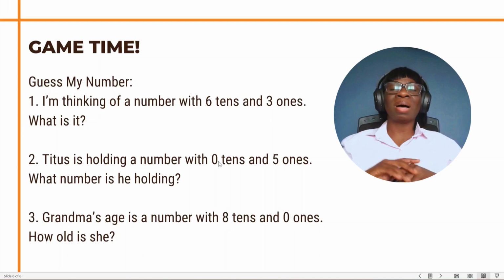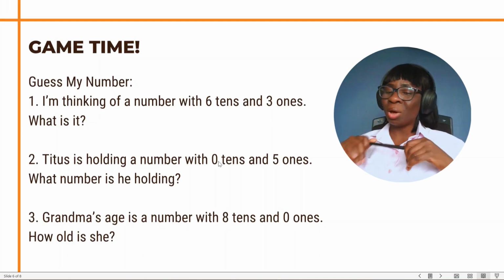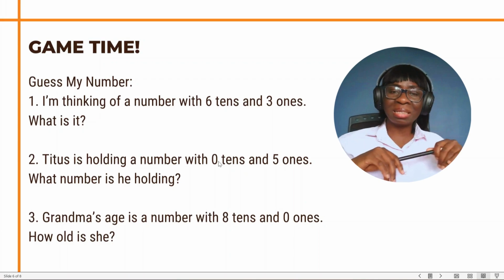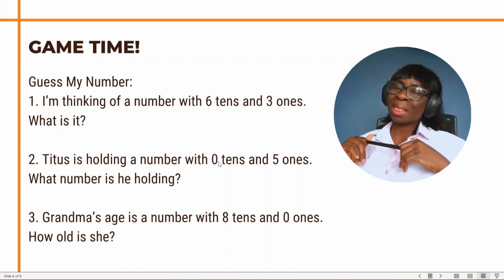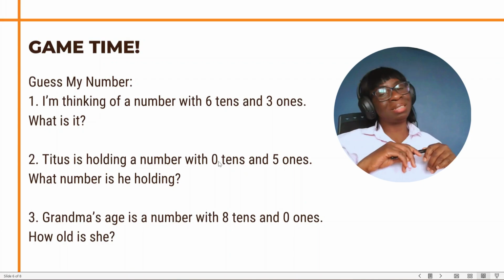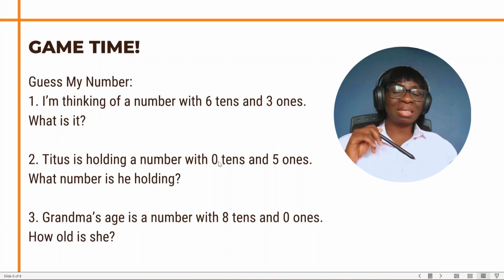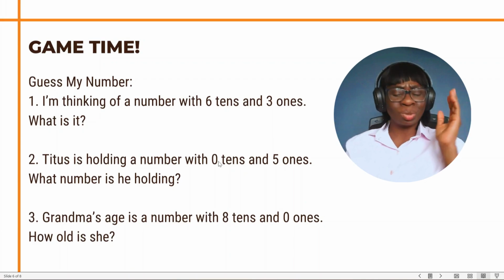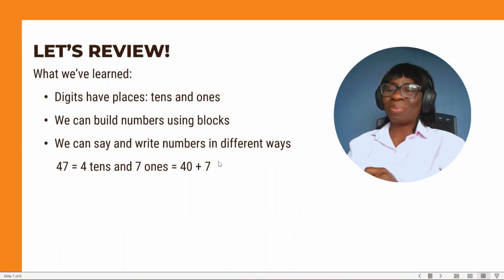And lastly, grandma's age is a number with 8 tens and 0 ones. How old is grandma? 80. Yes, grandma is 80 years old because her age is a number with 8 tens and 0 ones. That is so amazing. I am so proud of you.